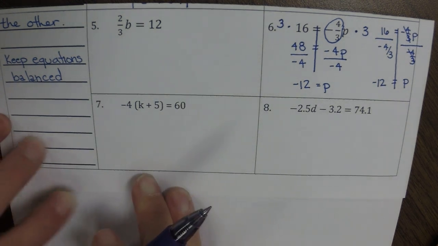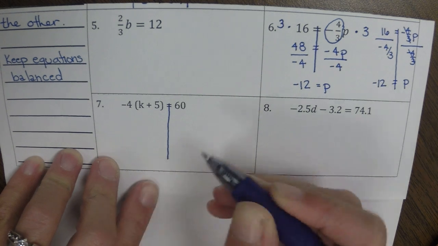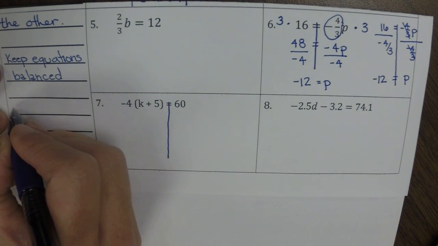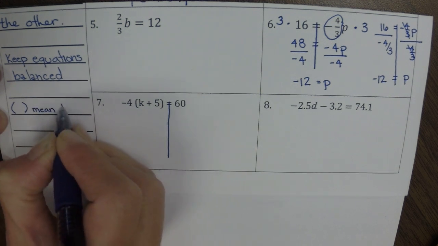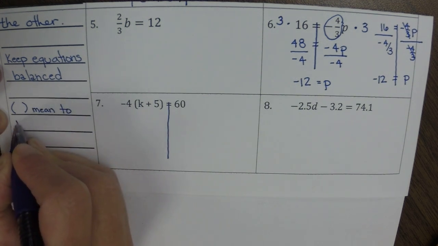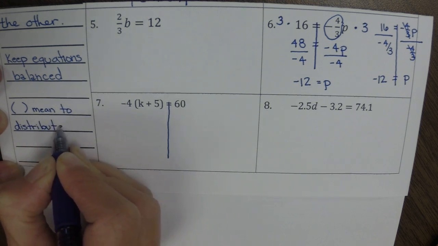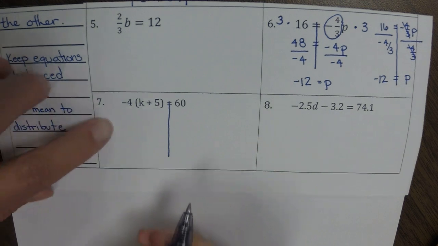All right, now let's look at number 7. This one should be vaguely familiar to you. You see parentheses. Anytime that we see parentheses, parentheses mean to distribute if there's a number in front. So you have to distribute before you can combine like terms. It's the same thing here. You have to distribute before you can solve the problem.